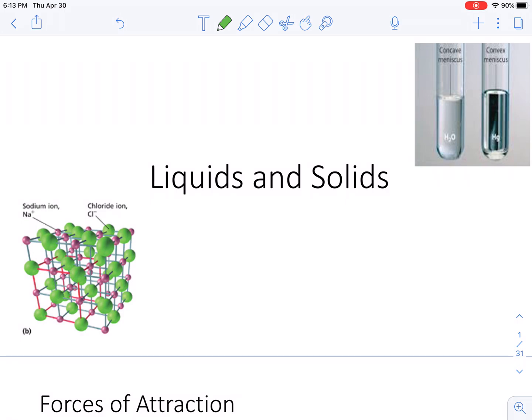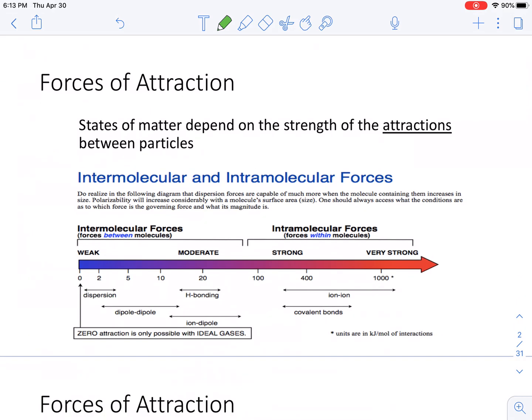So today we're going to have a review of forces and then talk about liquids. As a reminder, there are a bunch of different forces that exist both between molecules, which we call intermolecular forces, inter meaning between, like an interstate, and those that are within different molecules, which we call intra, or another word for that would be a bond. So let's review some of those forces.